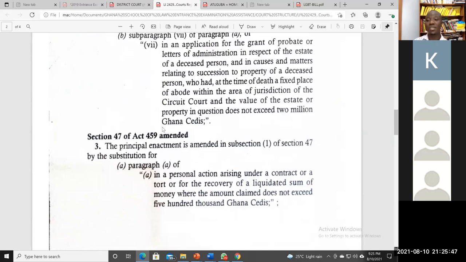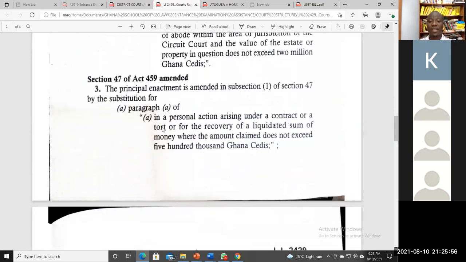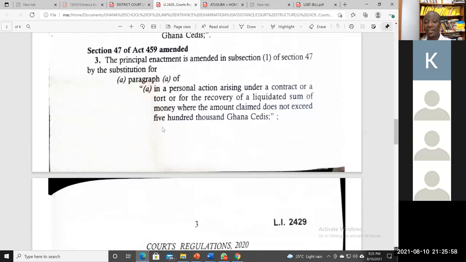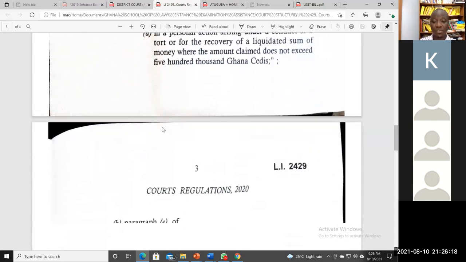But now the Circuit Court can entertain claims, the value of which does not exceed 2 million Ghana cedis. Now, with respect to the District Court, its monetary jurisdiction has also been expanded. So cases, be it a contractual case, tort, or debt recovery, or anything, so far as the value does not exceed 500,000 Ghana cedis, you can take it to the District Court.